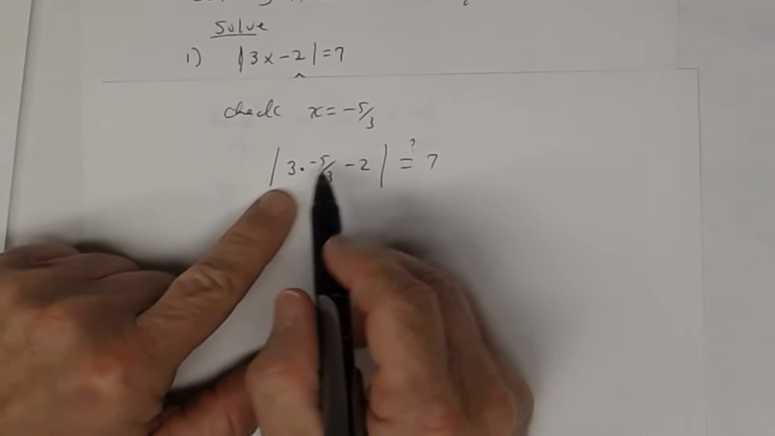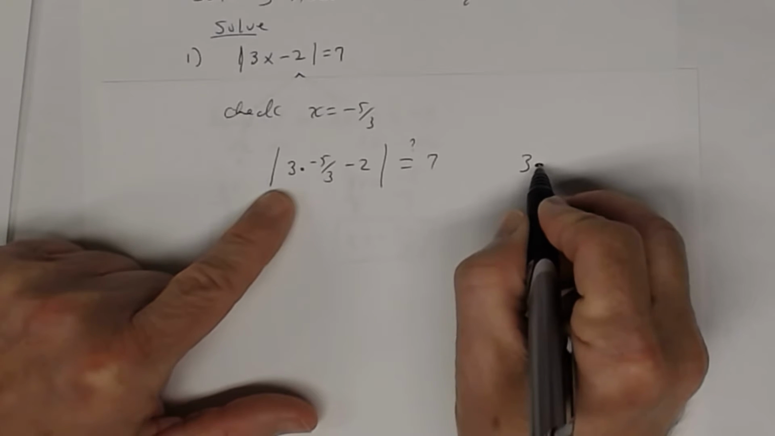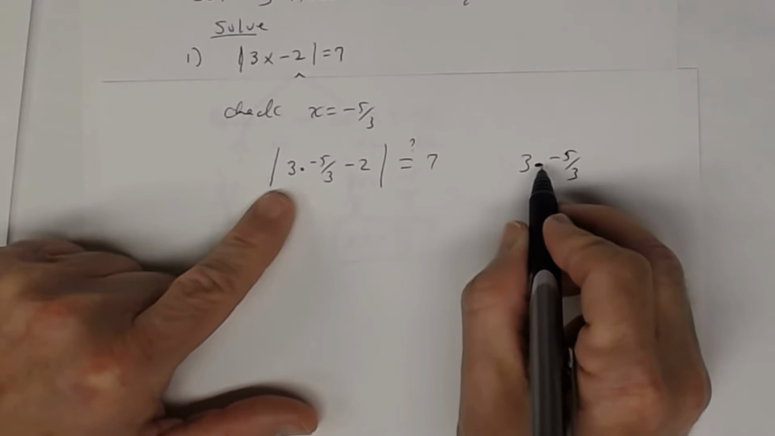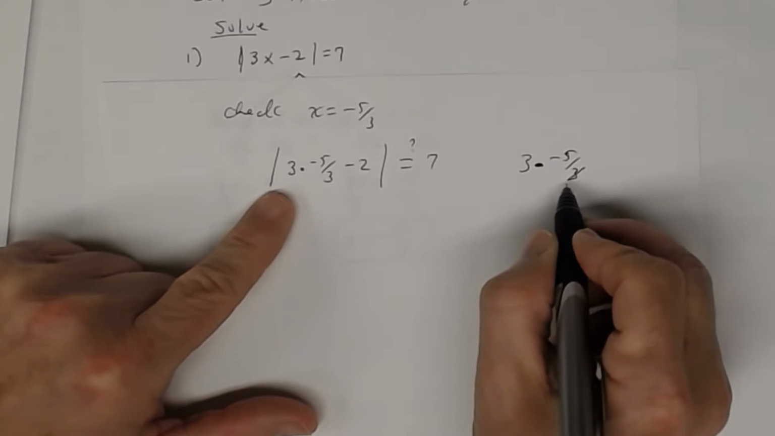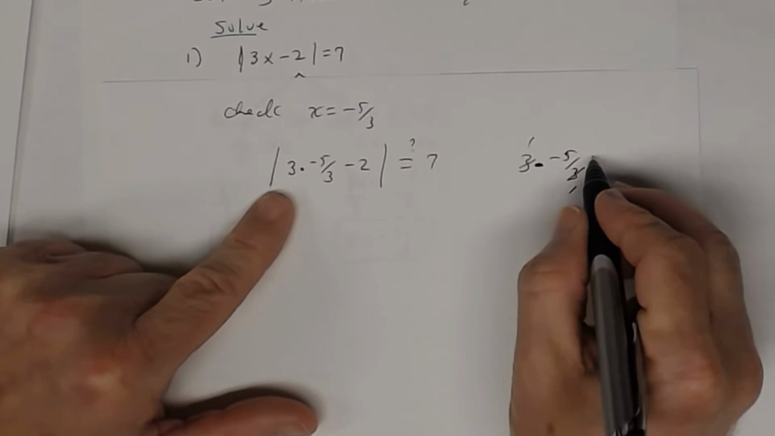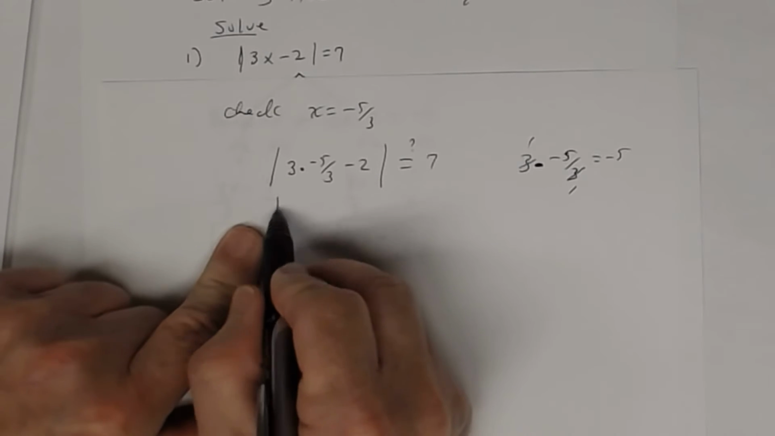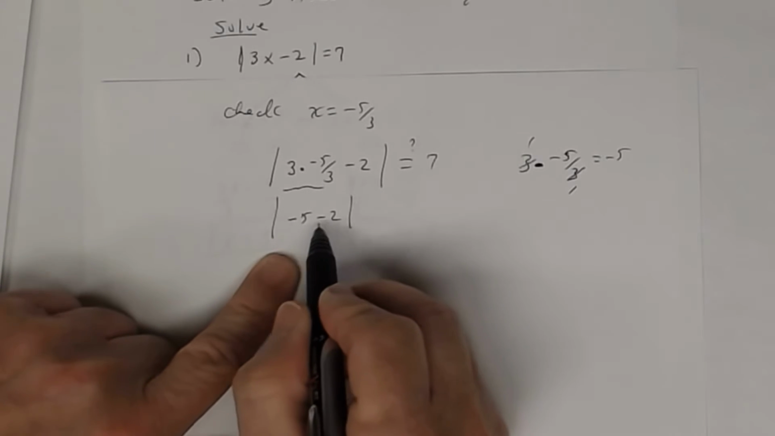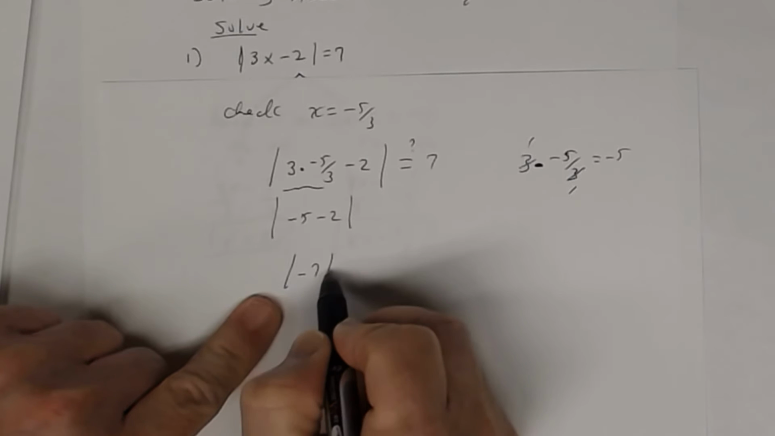All right, well, let's talk about 3 times negative 5/3. When you multiply these, first of all, the 3's divide out, and you get 1 times negative 5, which is negative 5. So this right here becomes the absolute value of negative 5 minus 2. Negative 5 and negative 2 is negative 7.